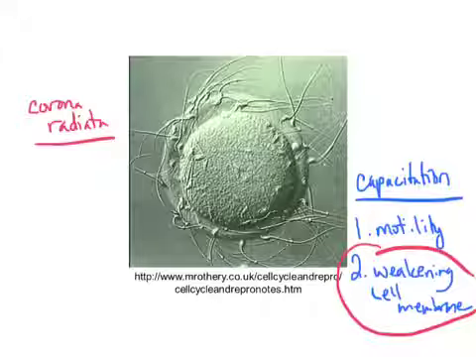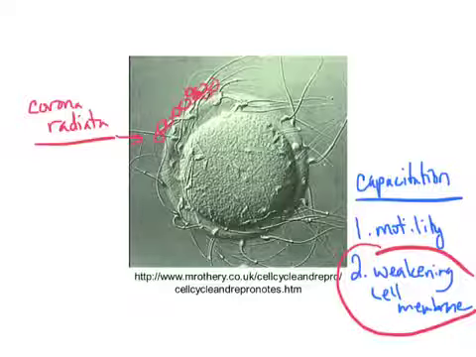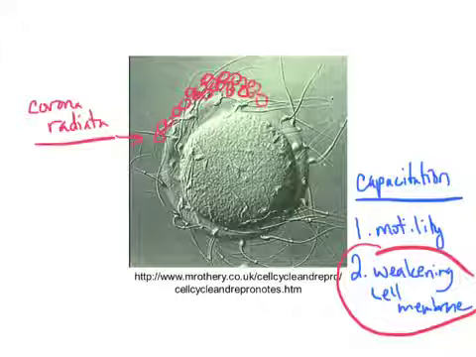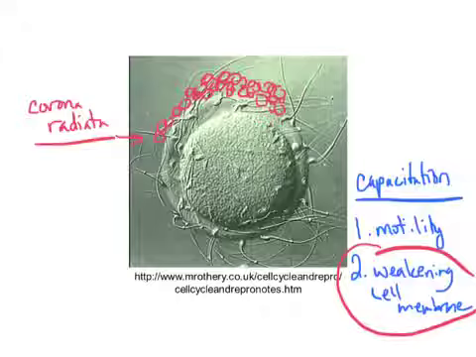You can't really see too many on here, but if I could sketch in where they are, they'd basically be this halo of granulosa cells around the oocyte. So sperm cells need to be able to penetrate that halo and penetrate between those cells in order to gain access to the oocytes.